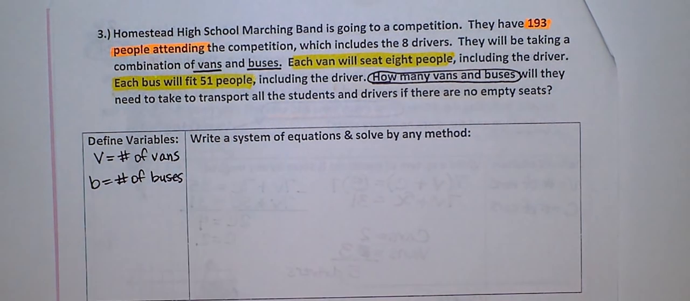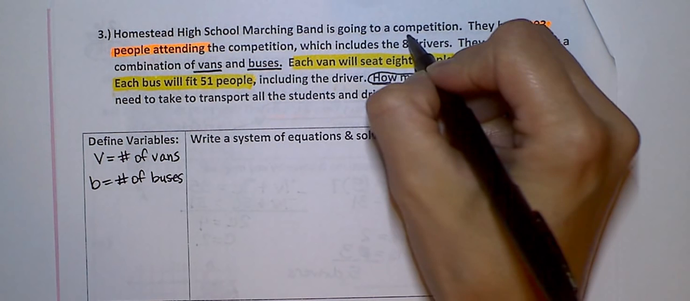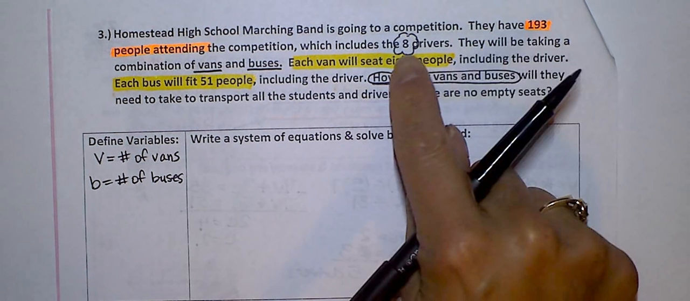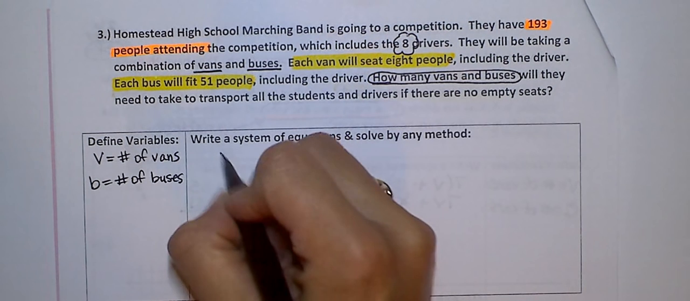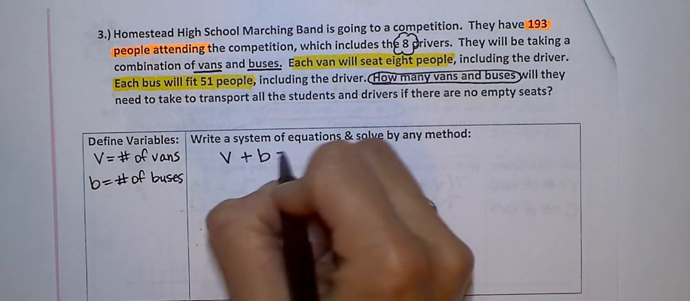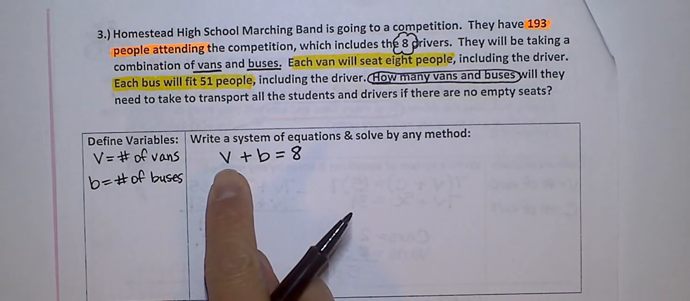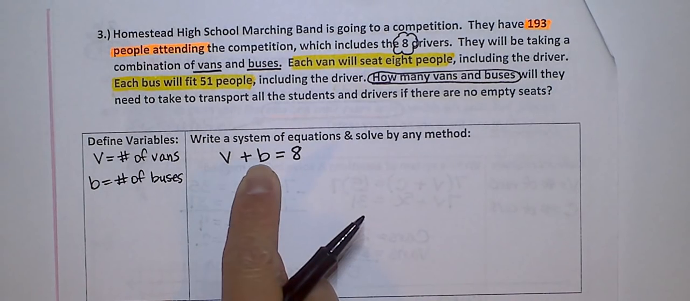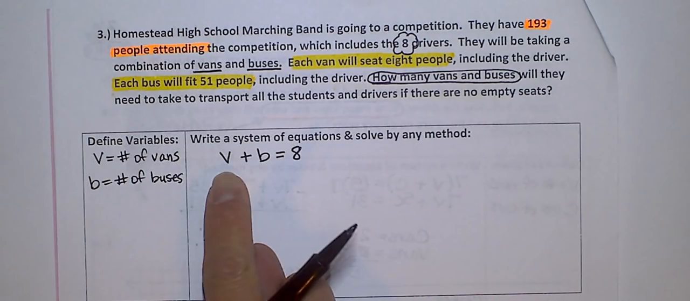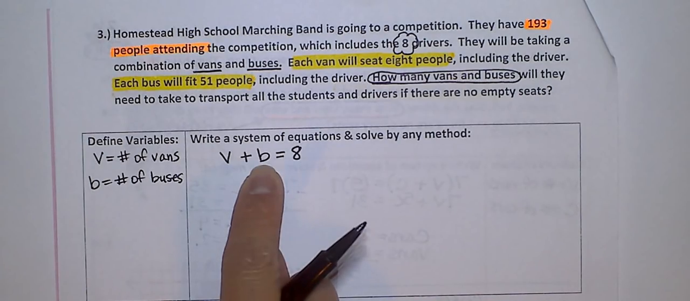Okay, so a couple things. We know that there's going to be 8 drivers, so only 8 people are driving. So the number of vans plus buses has to equal 8. We could take 7 vans and 1 bus, so that would be a total of 8. We could take 3 vans and 5 buses, that would be a total of 8.